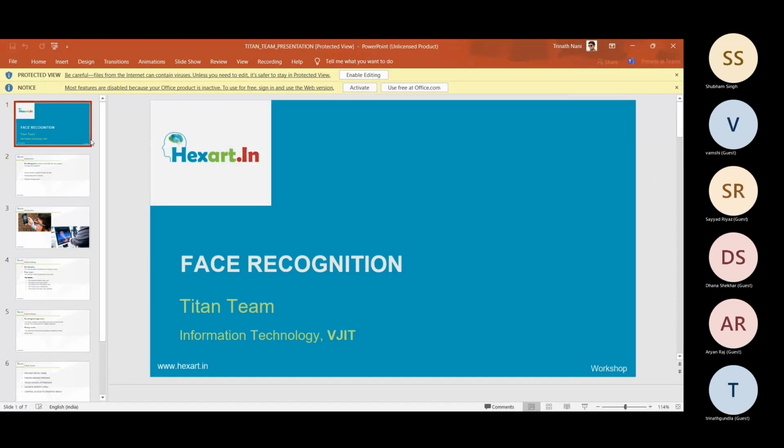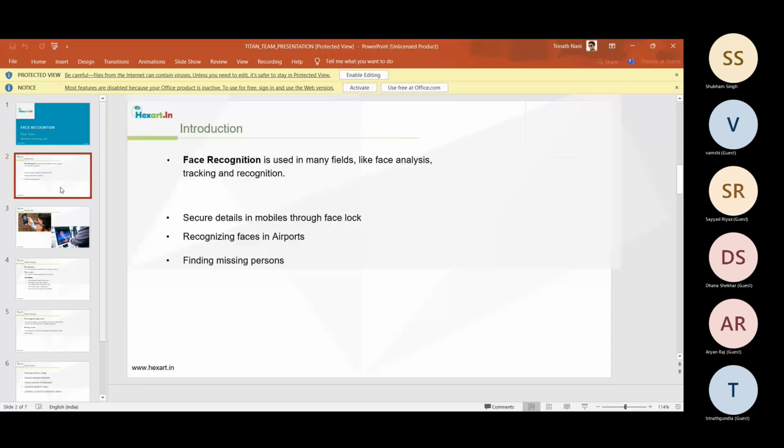Myself, Trinath. I'm from Vijayati. I'm going to take the concept of face recognition. Face recognition is used to identify people by recognizing them from their photos and also in videos. Facial recognition is biometric software which is used to identify people.